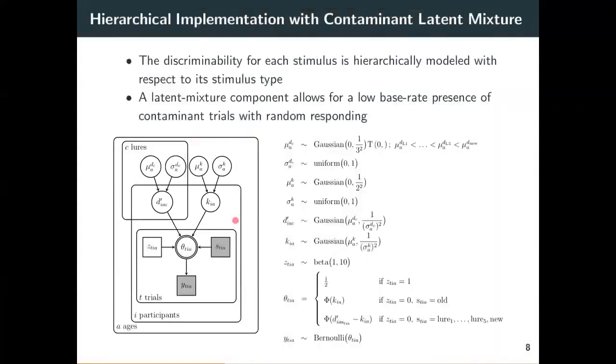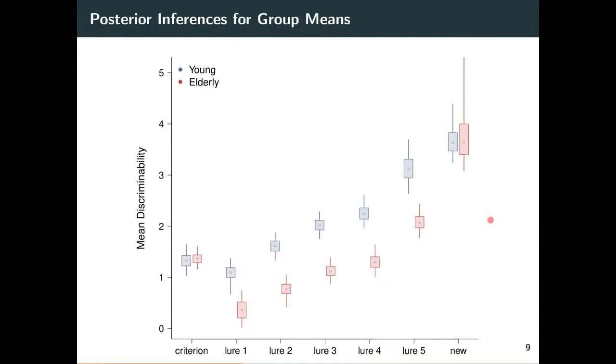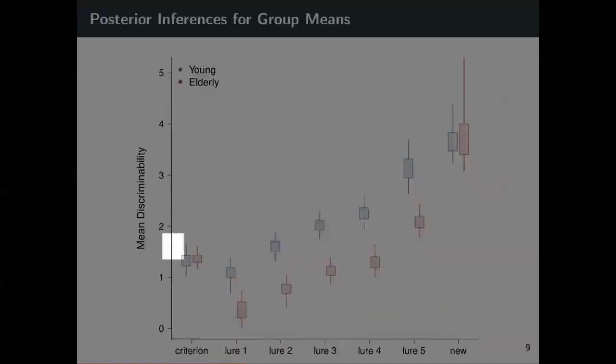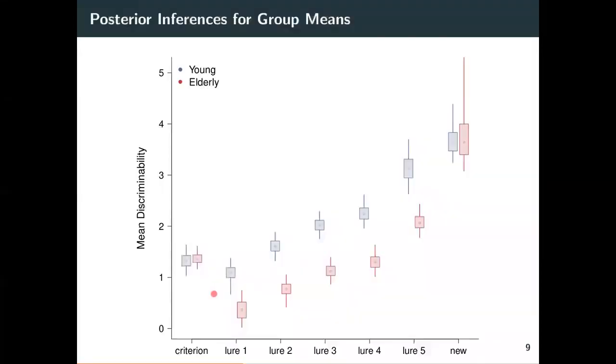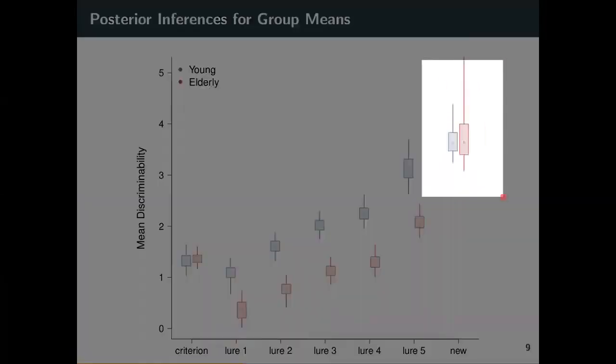And the second assumption we make is that there's the possibility that any trial can be a contaminant trial, and we do that with a latent mixture component, with some small base rate probability that any trial could be a contaminant trial corresponding to chance performance. When we apply this model to the data, we get sensible inferences. So here are the posterior distributions of the means for the criteria for both young and elderly participants, and for the various lures and for the new stimuli.